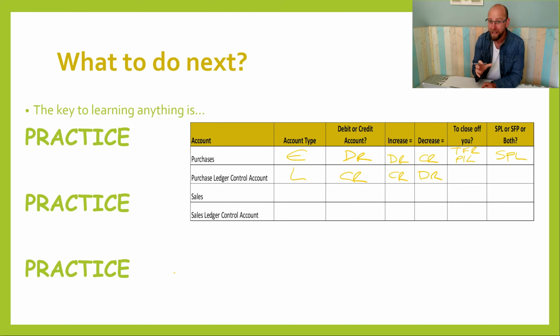Now, a liability appears on the statement of financial position. Whenever we close off an account that appears on the statement of financial position, we close it off by doing balance carried down. And as we just established, if it's a liability and we're closing off by doing balance carried down, it's going to appear in our statement of financial position.